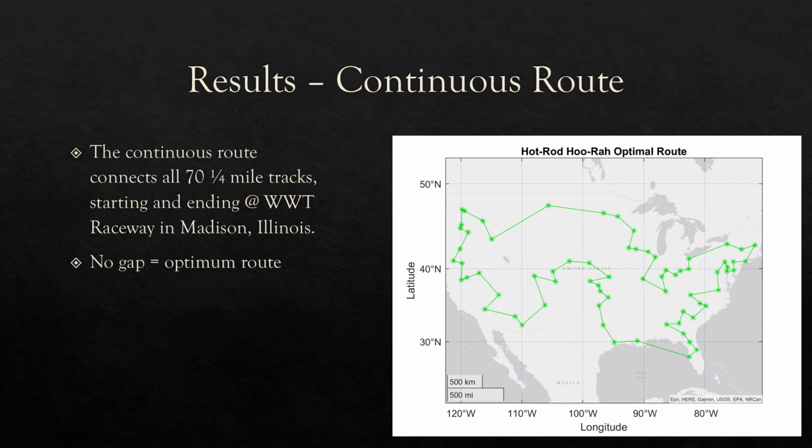The first solution I came up with was the continuous route. This solution connected all 70 quarter-mile tracks across the U.S., beginning and ending at Worldwide Technologies drag strip in Madison, Illinois, which is my home track, being a resident of St. Louis, Missouri. The map on the right shows that all 70 drag strips in the U.S. have an optimum route connecting them, and this is the route that would be taken for the Hot Rod Hoorah event, otherwise known as the continuous route in terms of MATLAB solving. Since there are no gaps between them, this route is known to be optimum.